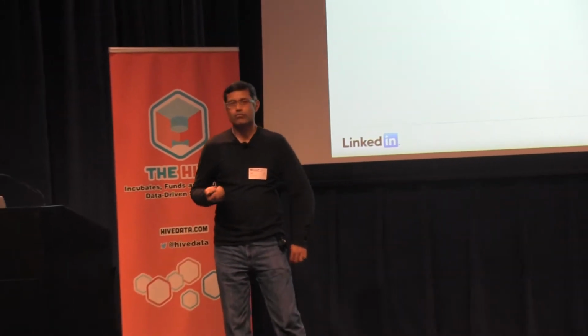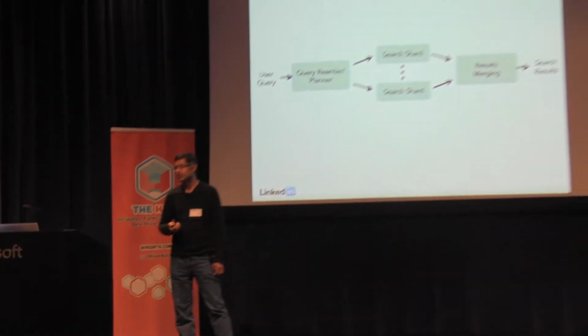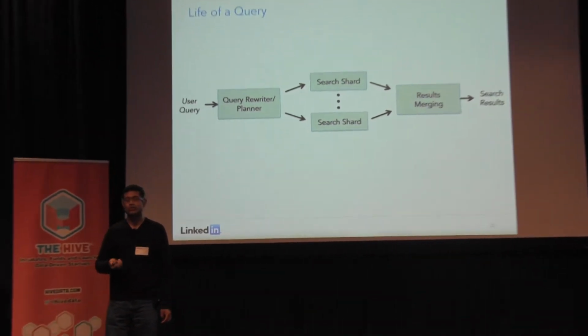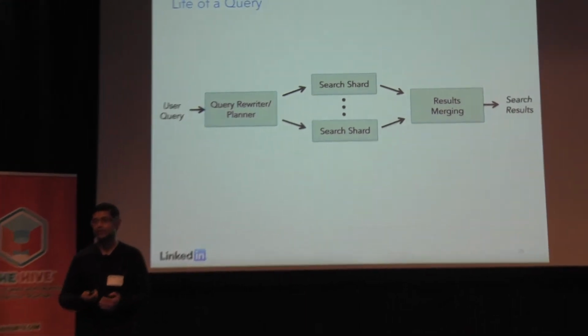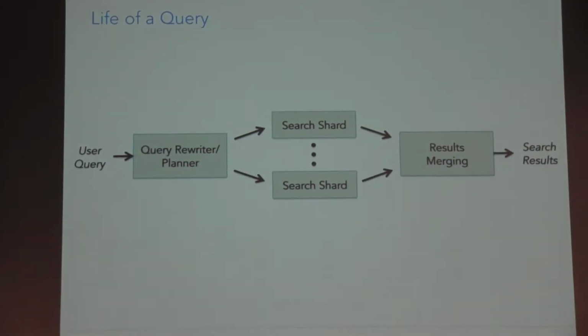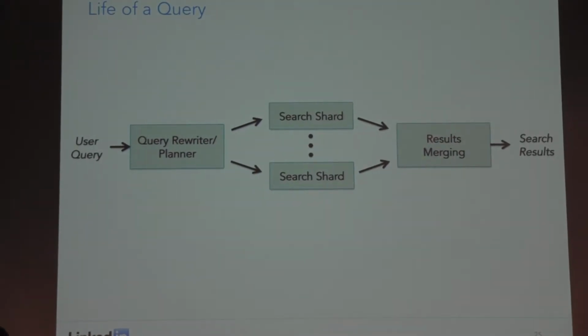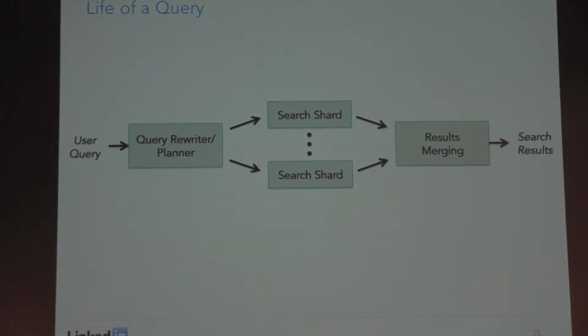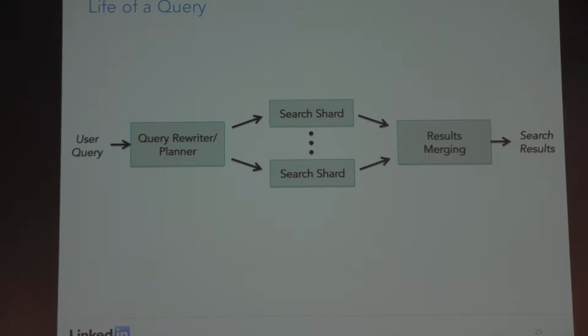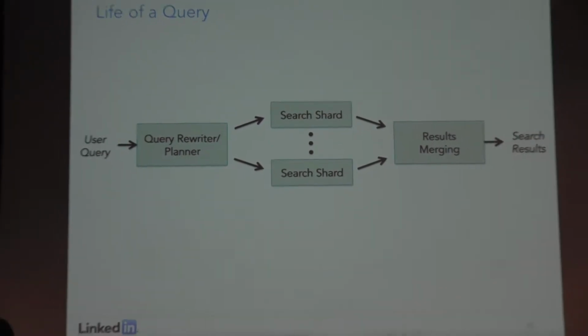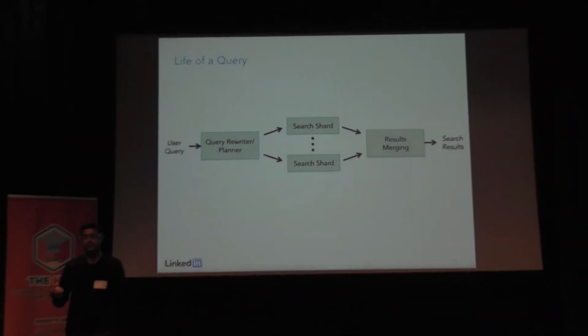So, very standard architecture. A user query comes in, and it goes through something called a query rewriter that converts the query into a structured query. Then it fans it out to all the search shards. Each search shard does a search, scores the results, and returns the results it finds to a blender or merger. They get merged together by score, and then the final set of results goes back to the searcher.